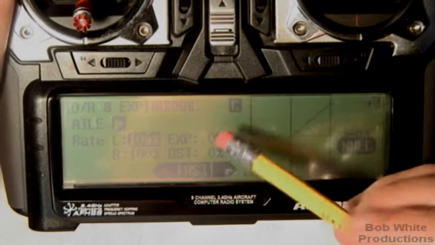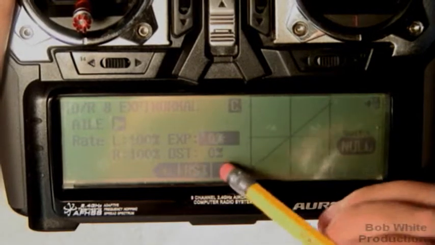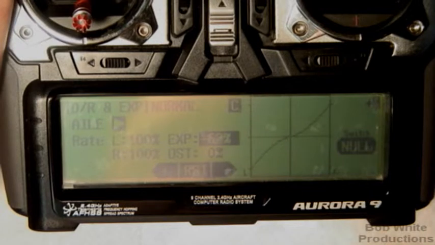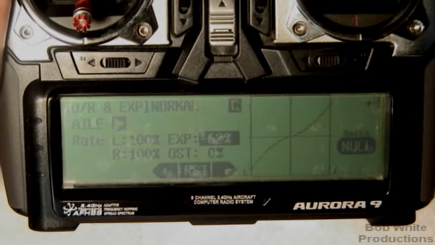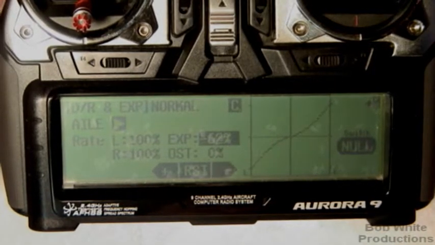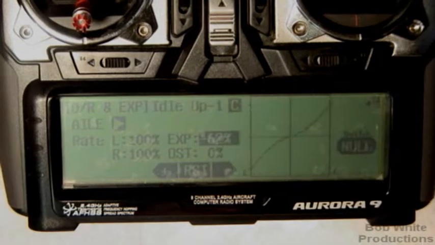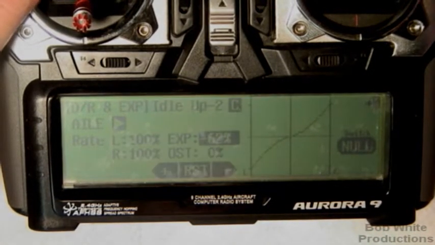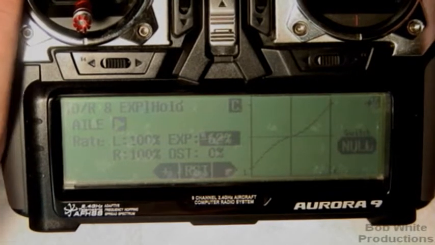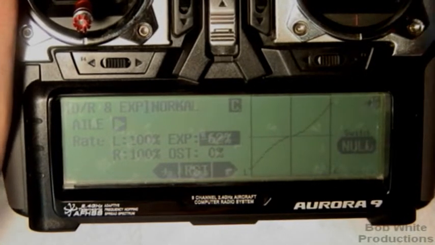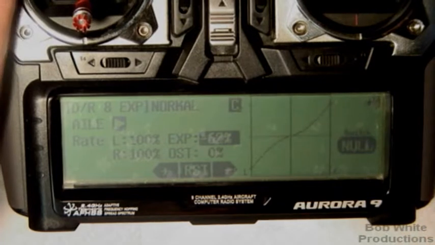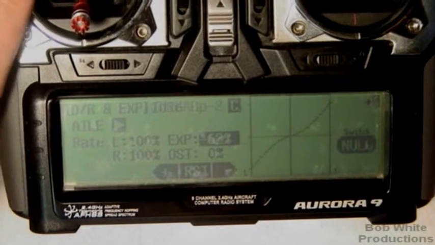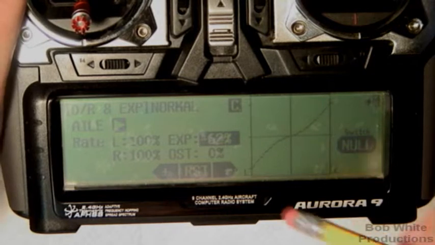Let's say I want to set an Expo of minus 62. All right, so there I have it. I'm in minus 62. Now notice when I switch conditions, idle 1, I still am at minus 62. Idle 2, I'm still at 62. Idle 3, I'm still at 62. So by having this set as C or combined mode, I will always have this Expo setting in all of my flight conditions. But let's say I don't want that.